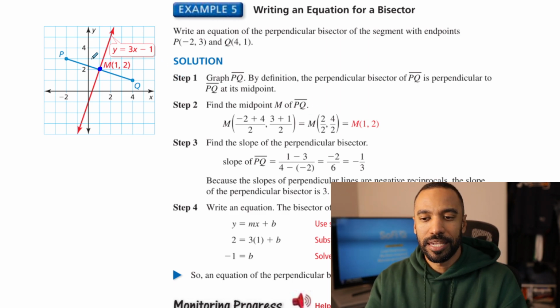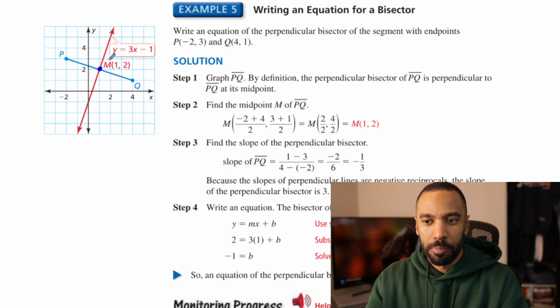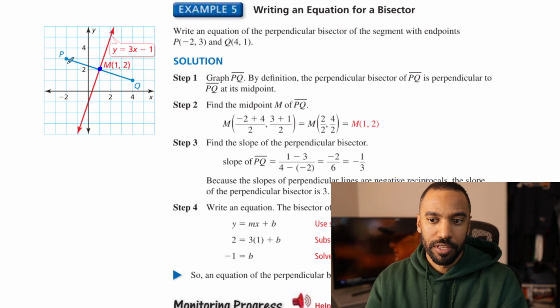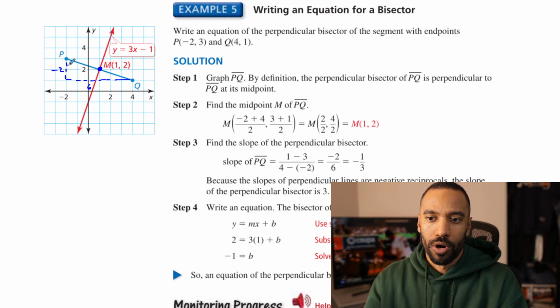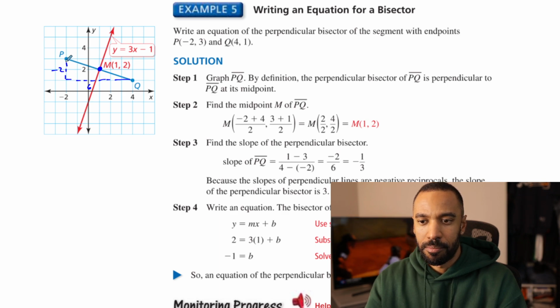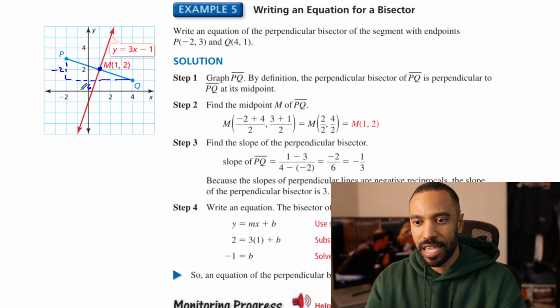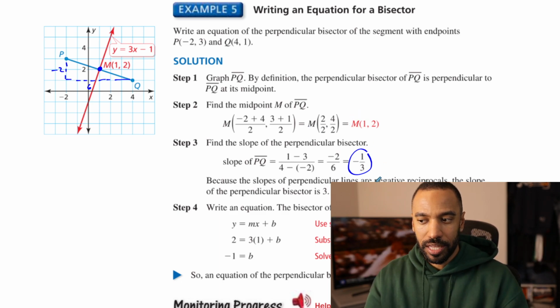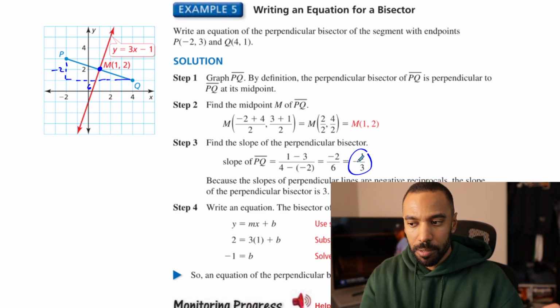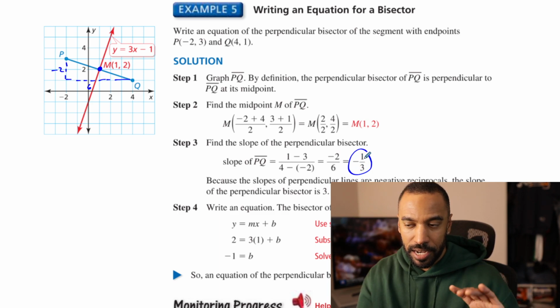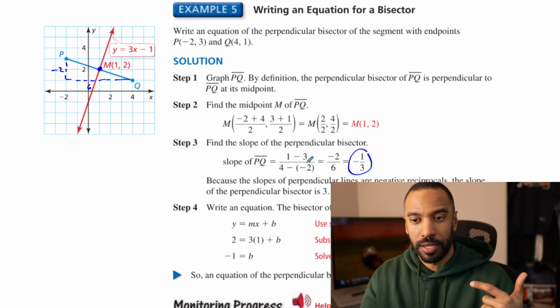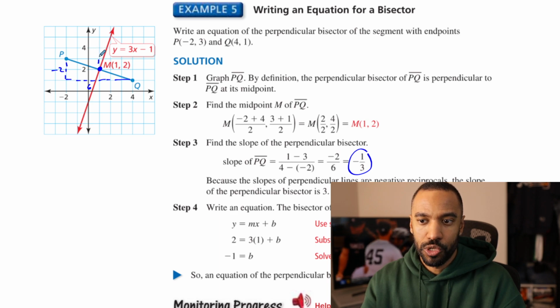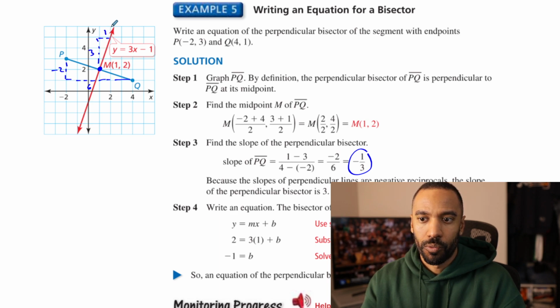How come they do that? Because the perpendicular slope is going to be what's called the opposite reciprocal of this one. You can see that the slope from P to Q is down 2 over 6, or you could say down 1 over 3 if you use the midpoint, but -2 over 6 also reduces to -1/3. Now the opposite reciprocal, or negative reciprocal, of -1/3: you change the sign and flip the fraction, so it becomes +3. So the slope of that line is up 3 over 1.